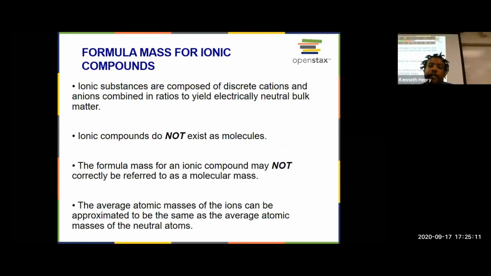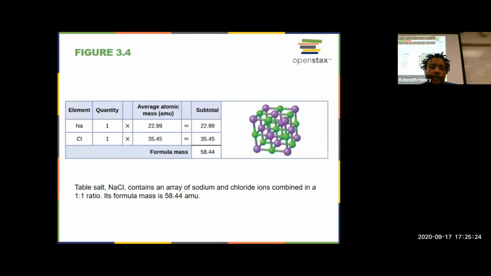Okay, so we've already talked about the concept of formula weight, right? And that distinction. So when we're calculating the formula mass, again, it's just going to be the average of the two. We've already talked about sodium chloride. I told you about the lattice, right?